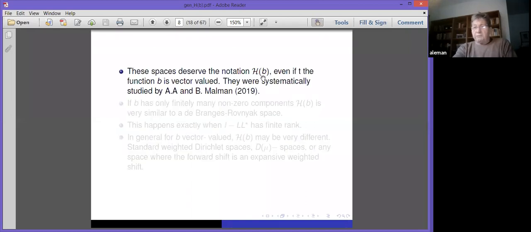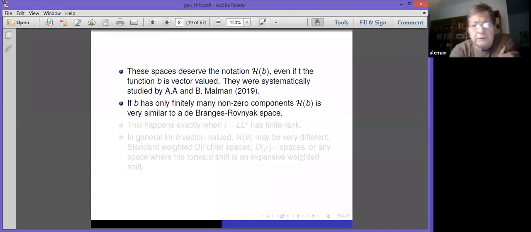I'm going to continue to call these spaces H of B, but now B is allowed to be a sequence, a vector. And Bartosz and I, in very recent years, decided to study them somehow systematically. One thing that occurred to us is that if you have only finitely many non-zero components in the vector B, then the space that we get with such a kernel is actually very similar to the Branges-Rovnyak space. Again, you have two types, extremal and non-extremal, and you can study them. There is a lot of similarity to the scalar case, with one component. This happens exactly when identity minus LL star has finite rank. So that's exactly when you have finitely many non-zero components here.